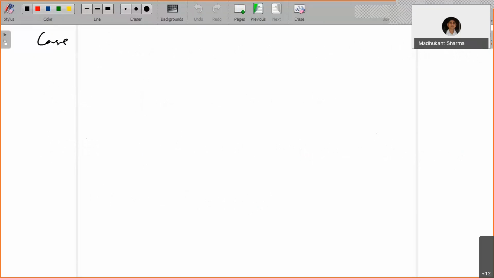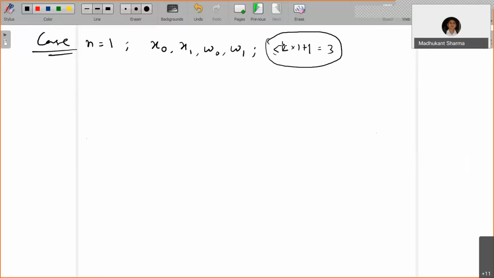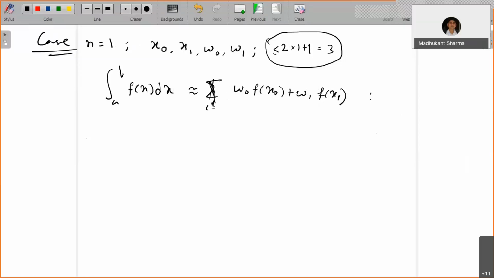So now the next case we are going to take is n equals 1. It means we wish to determine x naught, x1, w naught, w1, 4 constants, so that the formula is exact for polynomials of degree less than or equal to 2 into 1 plus 1, that is equal to 3. So less than or equal to 3. The formula should be exact for polynomials of degree less than or equal to 3. So your formula is integration a to b f of x dx is approximated by summation i equals 0 to 1, which we are going to write as w0 f at x0 plus w1 f at x1, exact for polynomials of degree less than or equal to 3.